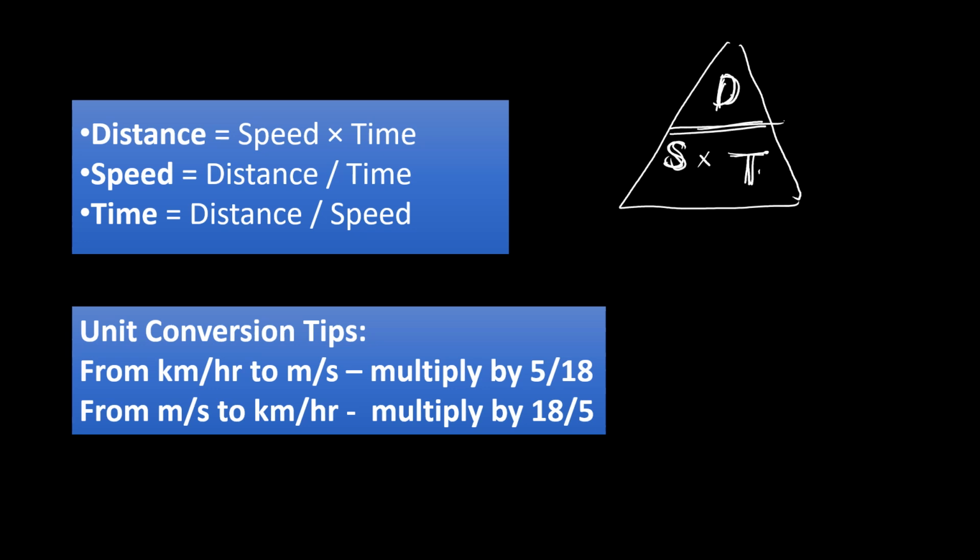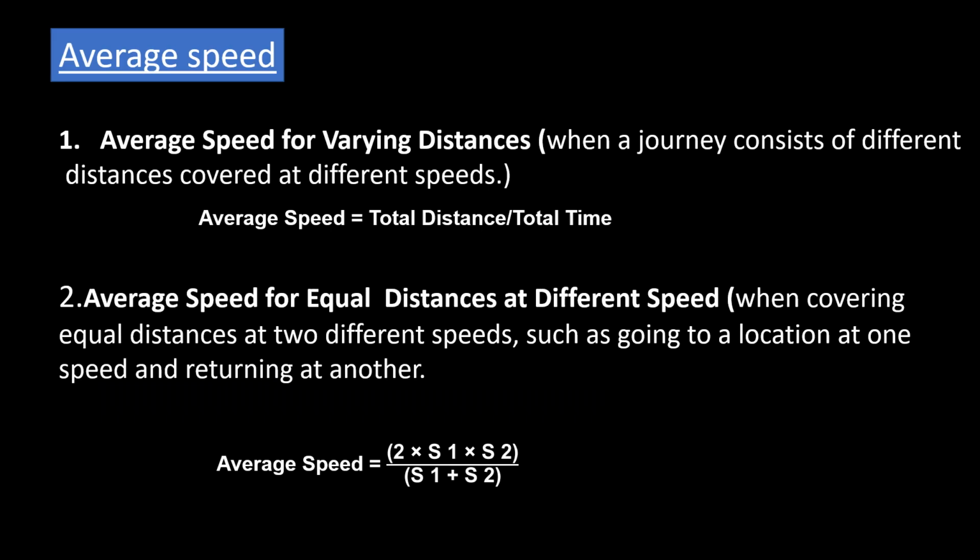Okay. Now while doing the problem, we'll have to do some conversions, that is from kilometer per hour to meter per second, and meter per second to kilometer per hour. So this conversion is shown here. From kilometer per hour to meter per second, we have to multiply by 5 by 18, and from meter per second to kilometer per hour conversion, we have to multiply by 18 by 5. Okay. Next we will see average speed.